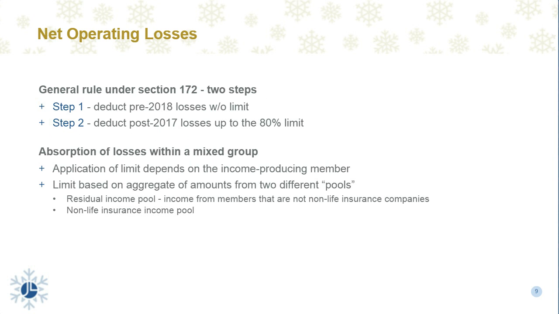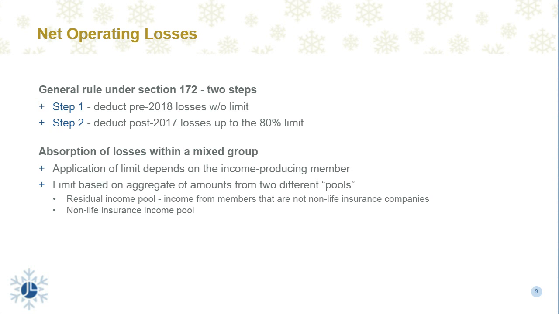Under the TCJA, the general rule under Section 172, and again, this is ignoring the CARES Act provisions, is a two-step approach to applying net operating losses. First, you would deduct any net operating losses incurred prior to 2018 without applying any limit. Once those losses are exhausted, then you can deduct any post-2017 losses, so any losses that you incur in 2018, 2019, and forward. You would then apply the 80% limit to the use of those.